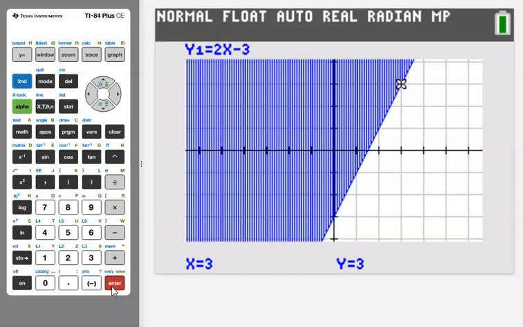All of the points on the line are solutions, so choose at least 1 or 2 on the line and 1 or 2 in the shaded region, and show that you have got 5 solutions for this inequality.